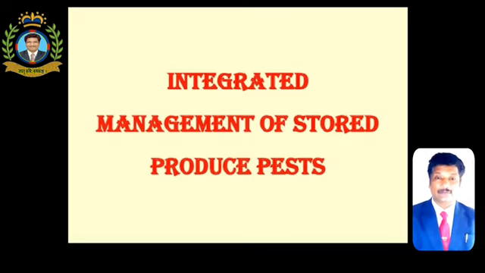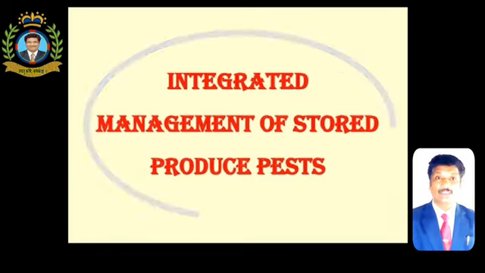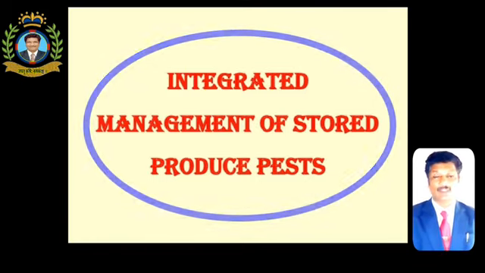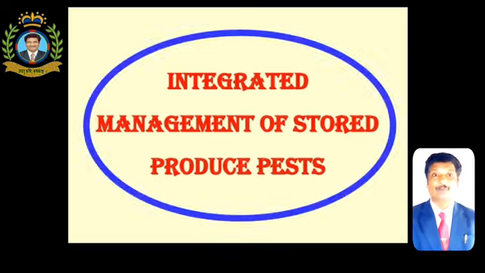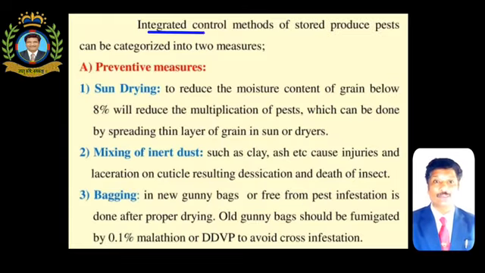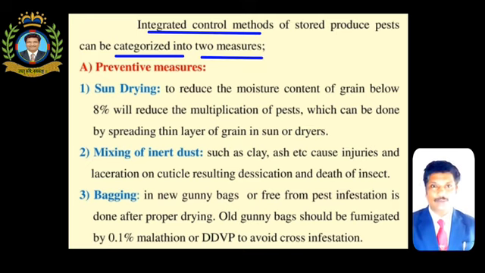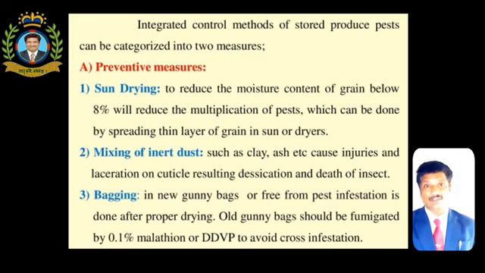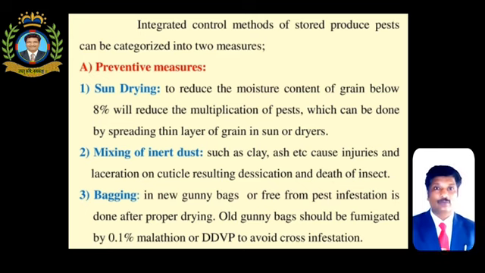We will move towards the second section of our topic known as integrated management of stored produce pests. Integrated management of stored produce can be classified into two types. The first one is known as preventive measures and the second is known as curative measures, of which first we will deal with the preventive measures.